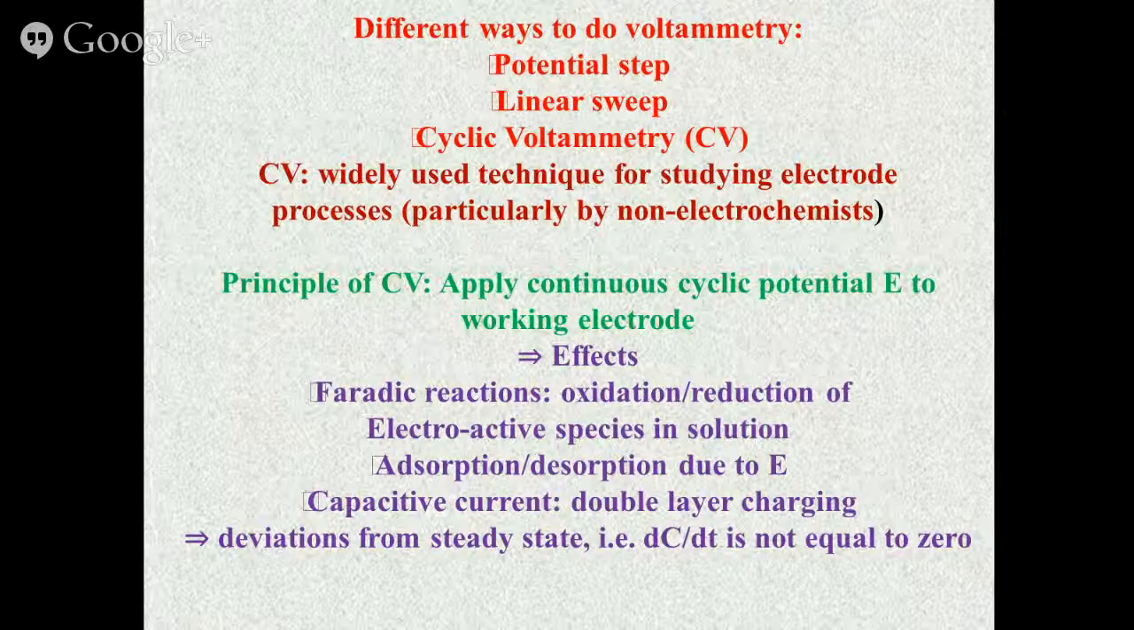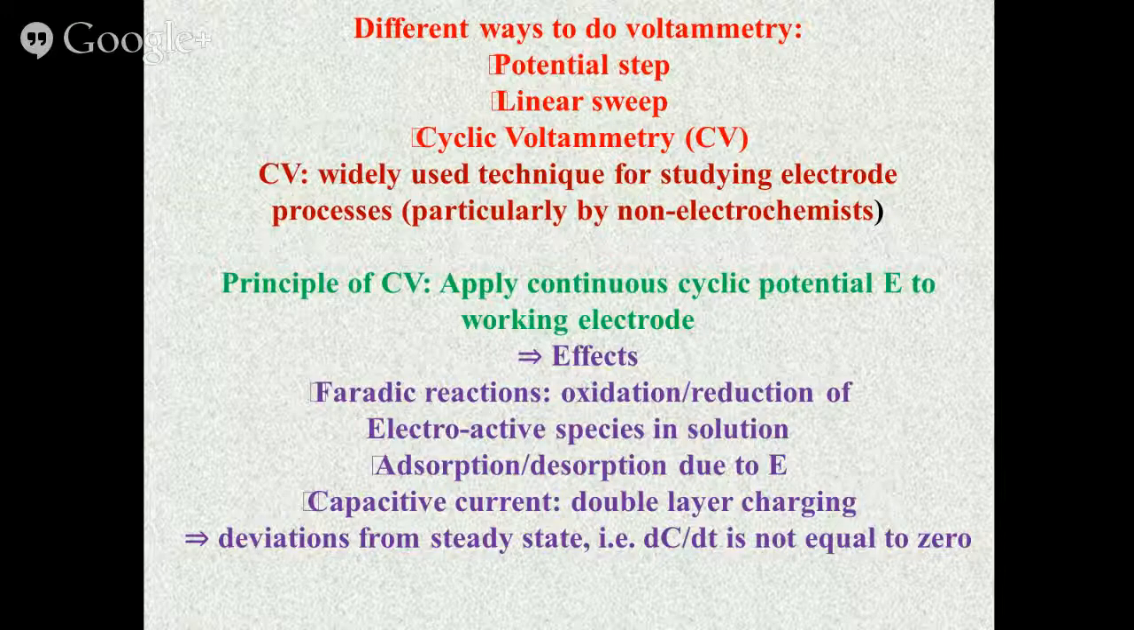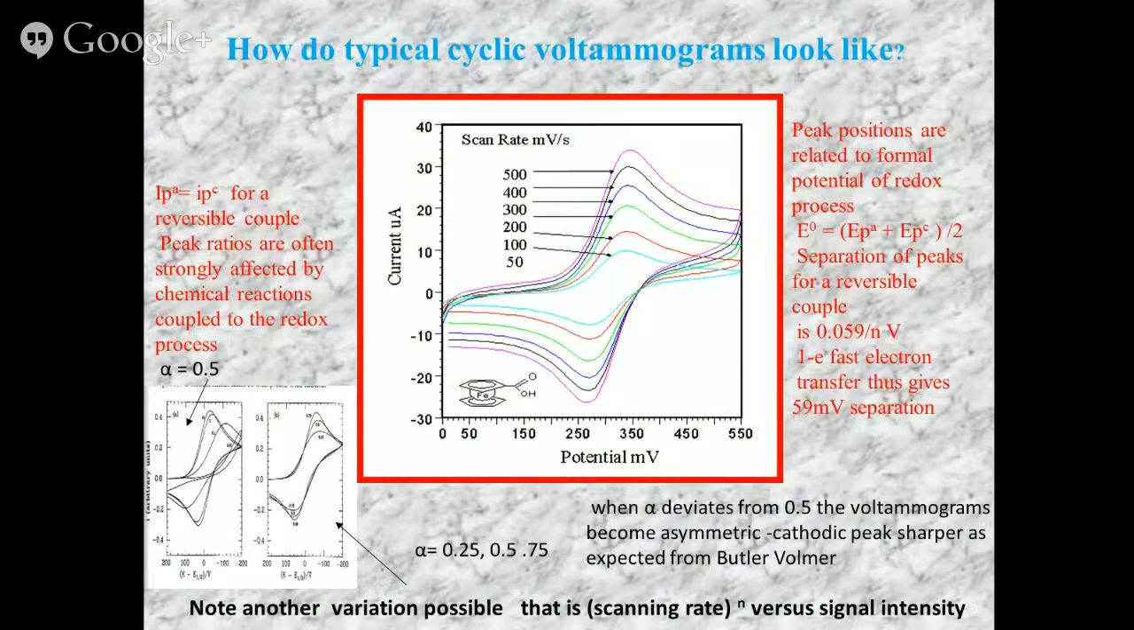The effects that we are measuring are the Faradaic reaction, that is oxidation and reduction of the electroactive substance, adsorption and desorption due to the potential, and capacitive current, that is double layer charging. All those things we are measuring. So there is a deviation from the steady state, that is dc/dt is not equal to 0. Therefore we can monitor the concentration. If the anodic peak current and the cathodic peak current are equal, as we have already talked about, then it is a reversible couple. If they are not equal, then it is an irreversible process.